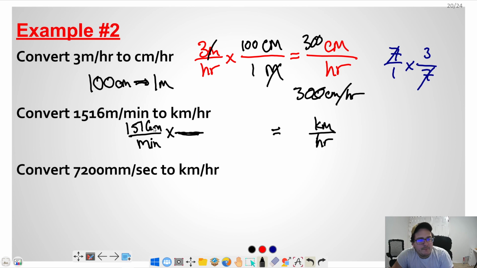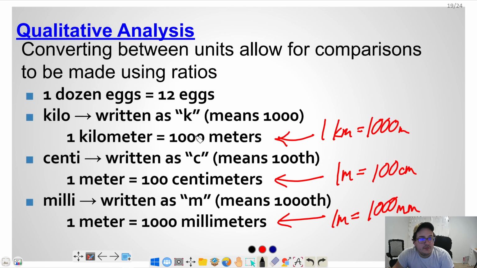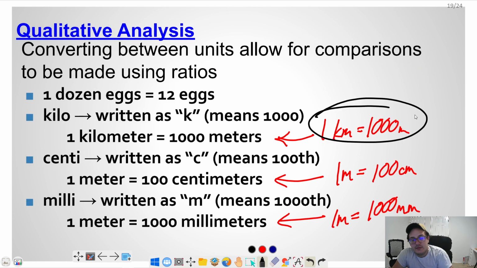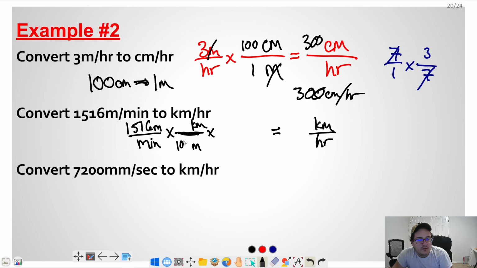If I want to go from meters to kilometers, we're going to have to get the meters to cancel out. And we're going to go to kilometers. So back to what we did earlier. How many meters in a kilometer? So it's going to be 1,000 meters is 1 kilometer. Okay. We are almost done here, though, because we got meters to cancel out.